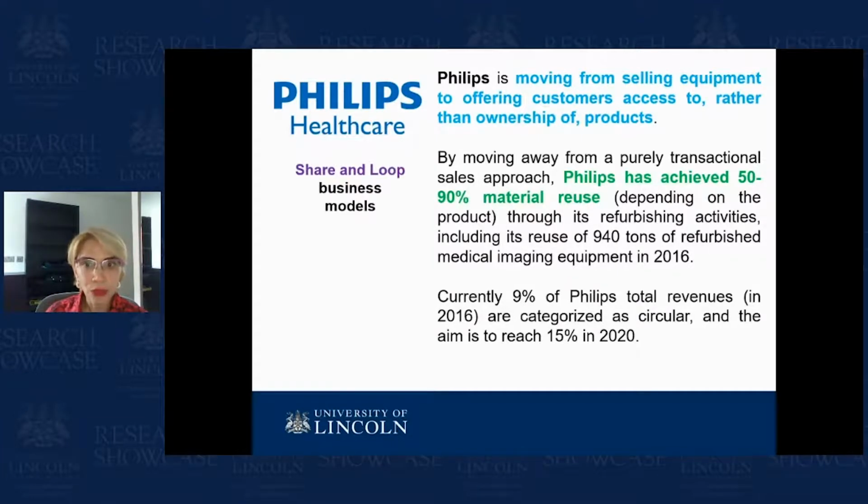Currently, 9% of Philips' total revenues are categorized as circular, and the aim is to reach 15% in 2020. And Philips have adopted share and loop business models.